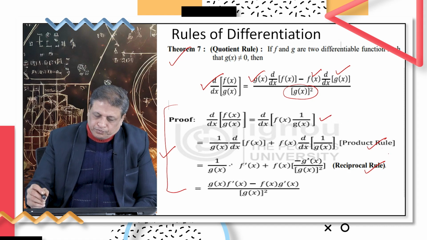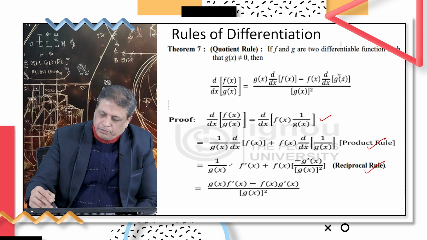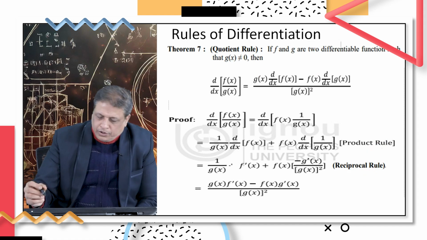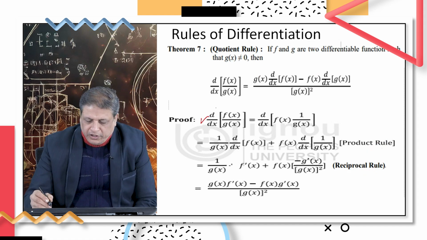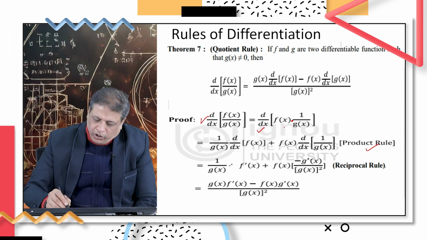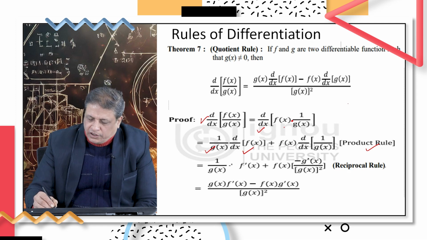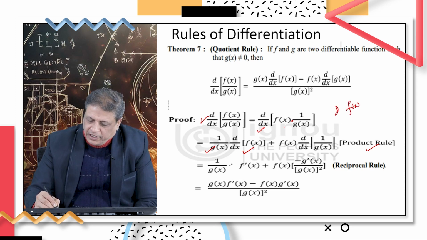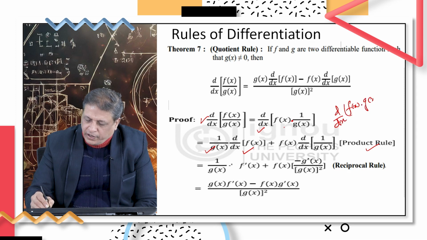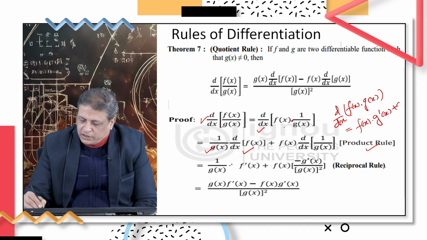Applying the product rule, for the sake of simplicity, let me again solve it for you. Say d/dx of f(x) by g(x) will be equivalent to d/dx of f(x) into 1 by g(x). So, applying the product rule, we are given d/dx of f(x) into g(x), we need to find this. So, first function into g'(x) plus g(x) into f'(x). This is what the product rule is.